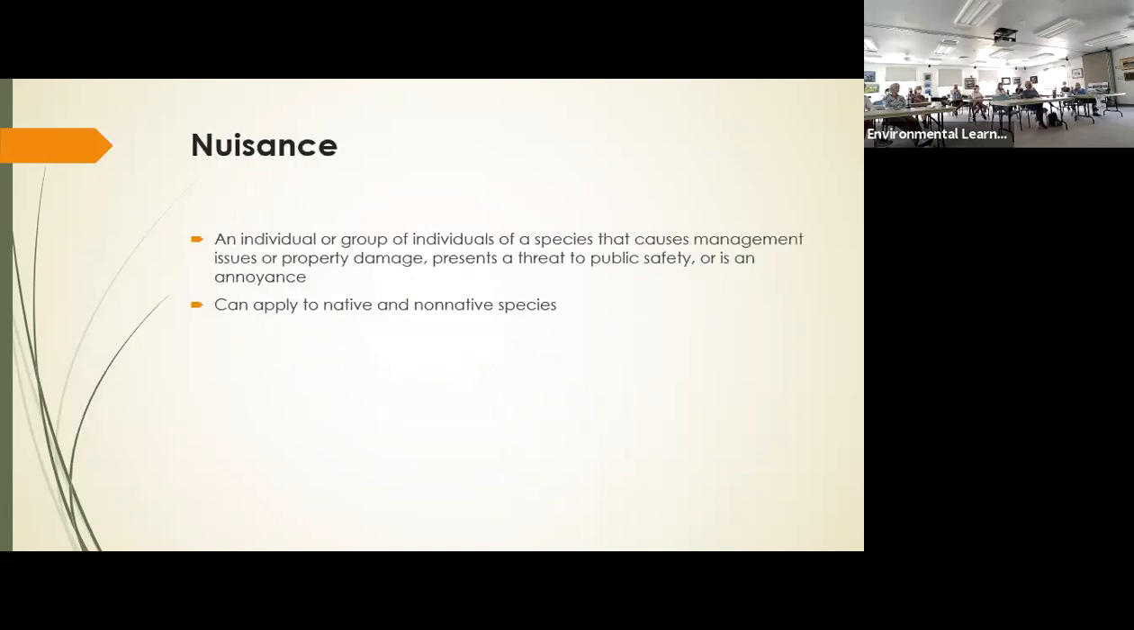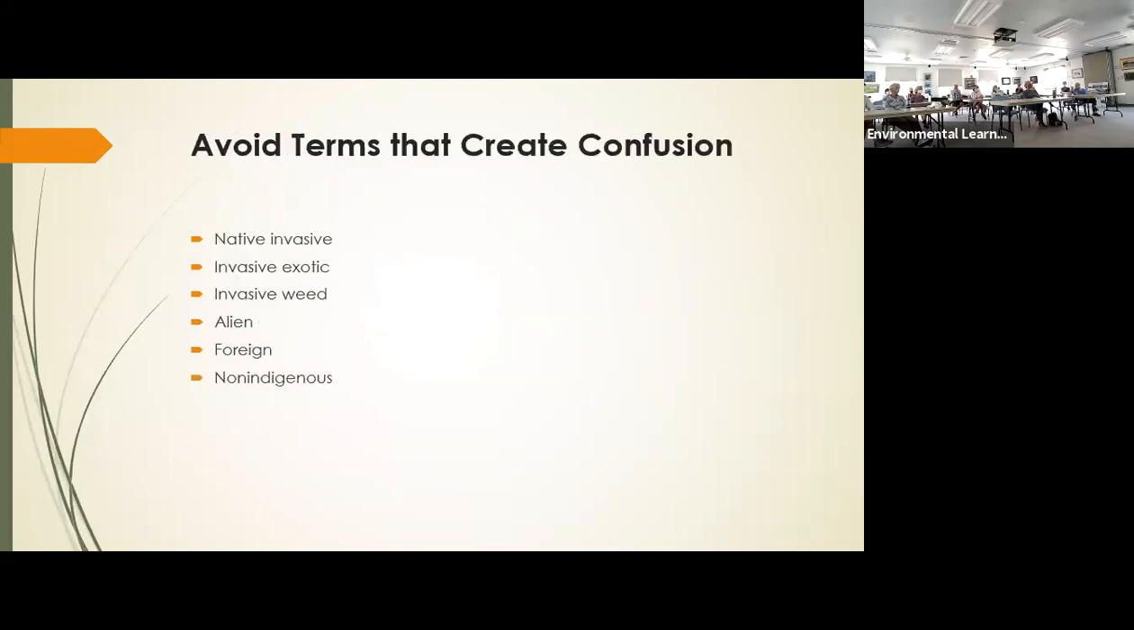To the next slide. So nuisance means that it's going to be causing some management issues, and this particularly would be for agriculture, so in pastures or in the production of food sources, and that could be a non-native or native species. So we'll go on to the next slide because I want to get through this part fast.